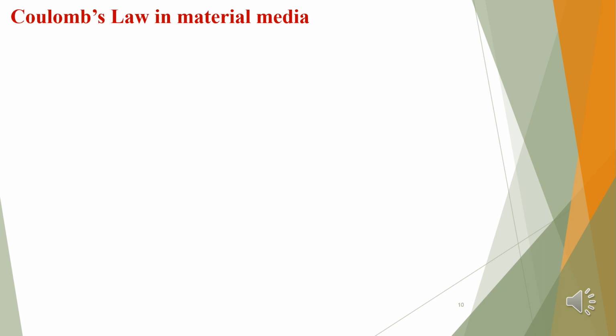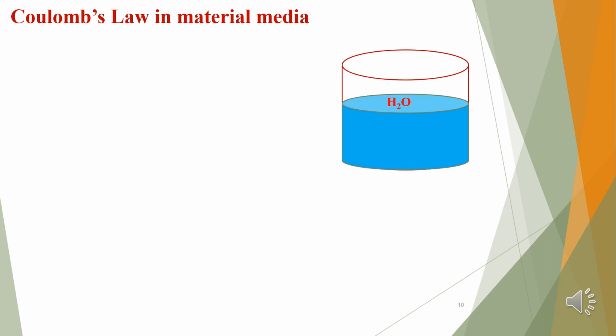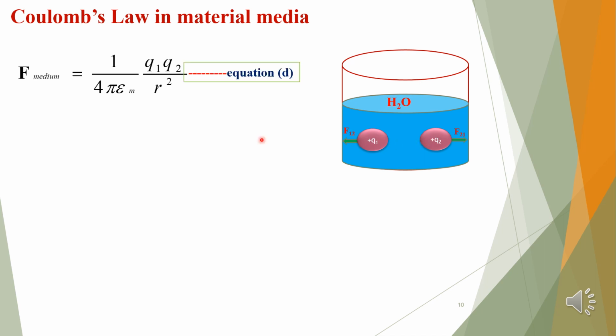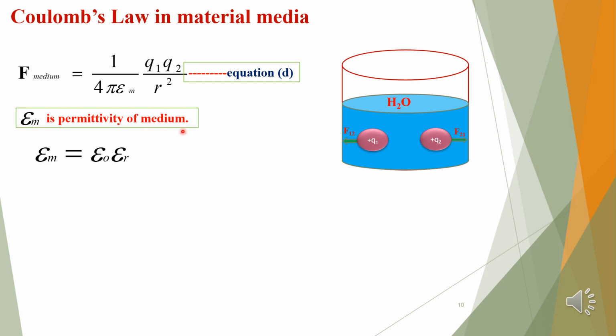We have already discussed Coulomb's law in vacuum and now we are going to discuss Coulomb's law in material media. For example, we have taken water and placed our system in it. Our system means we are not going to change the magnitude of charges and the distance between them. It is similar to the previous case in vacuum. So we can write the force of interaction between these charges in this medium, which is F is equal to 1 upon 4 pi epsilon m, q1 q2 divided by r square. Let's say it is equation number D.